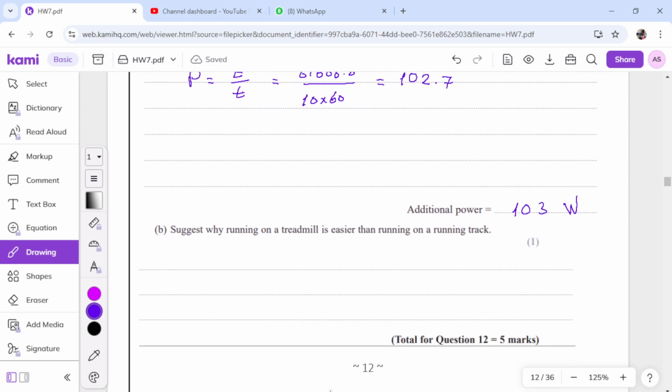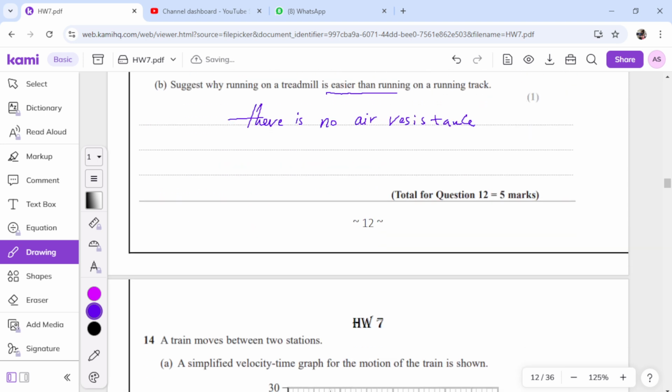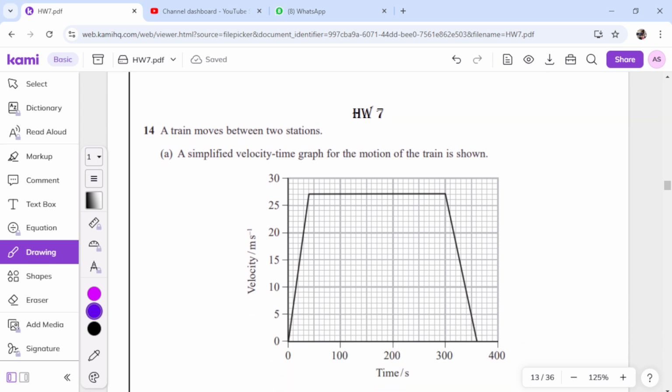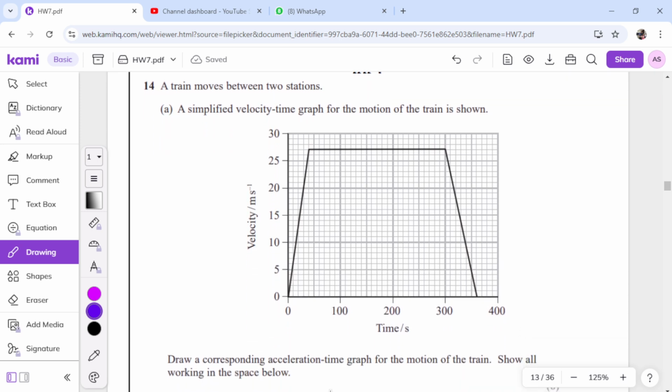The next part, B: suggest why running on a treadmill is easier than running on a running track. Of course, we have many reasons. I will choose the easiest one, because there is no air resistance. So it will be: there is no air resistance. Let's move to the next.